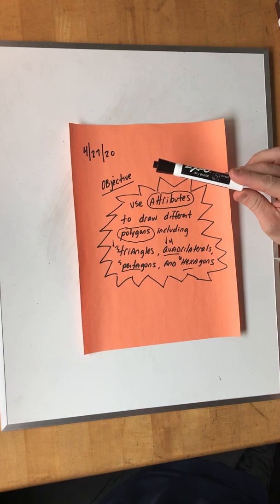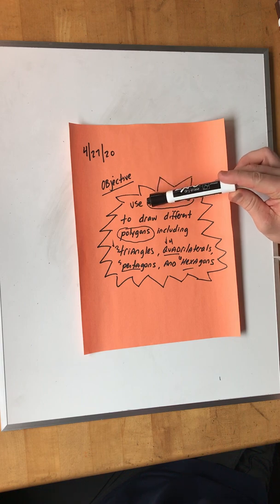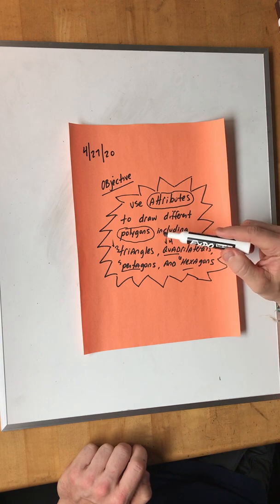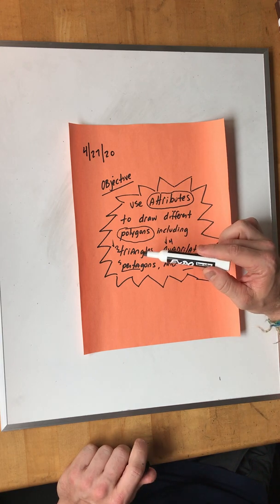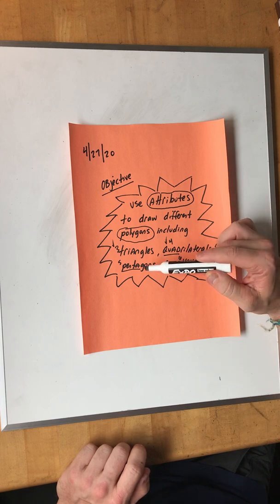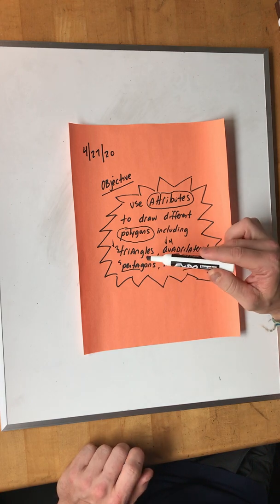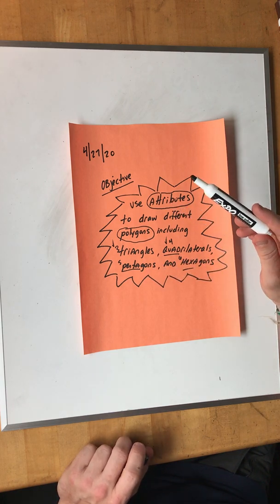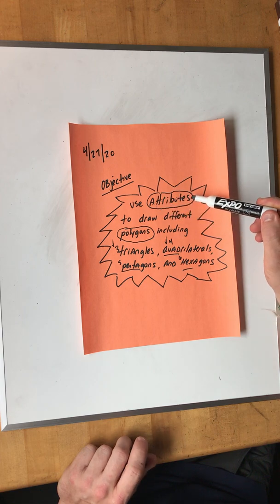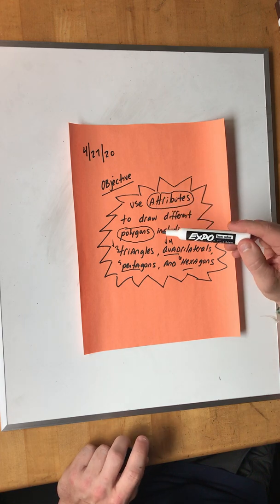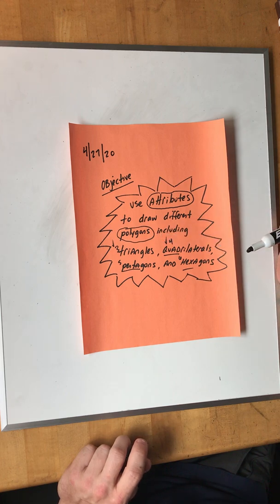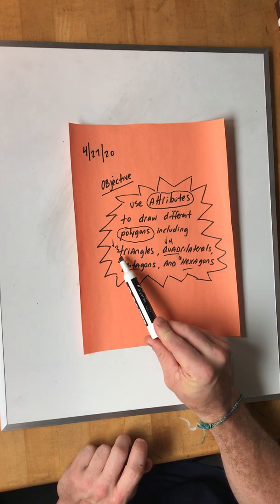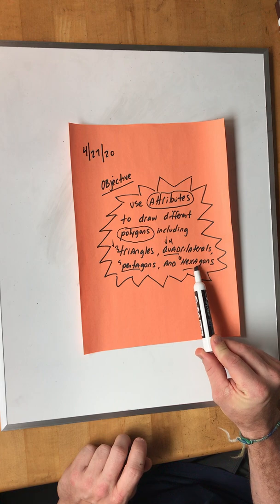All right, here's what we're working on today. This is our objective. We are using attributes to draw different polygons, including triangles, quadrilaterals, pentagons, and hexagons. These are different types of polygons. Couple tricky words in there. First one, attributes. That will be a vocabulary word. Second one, polygons. That too is a vocabulary word.